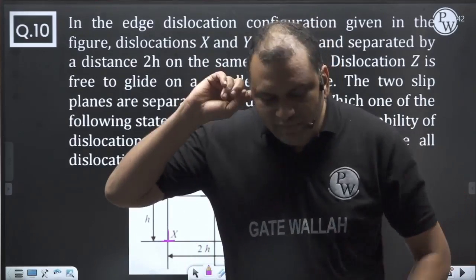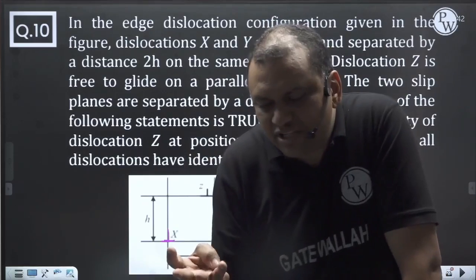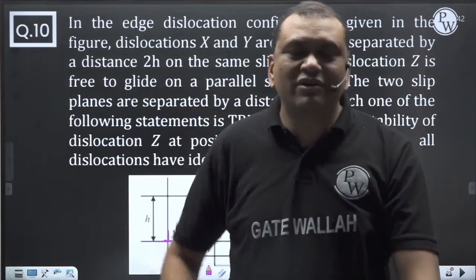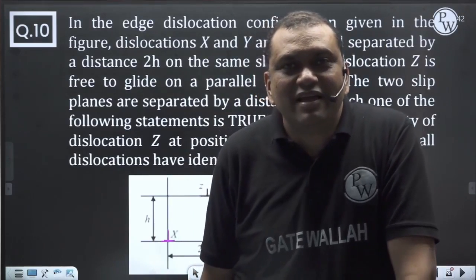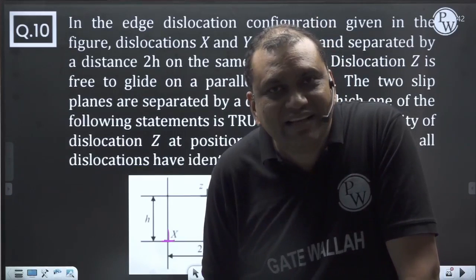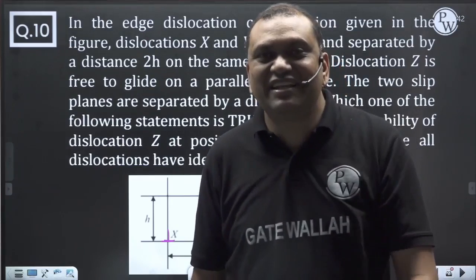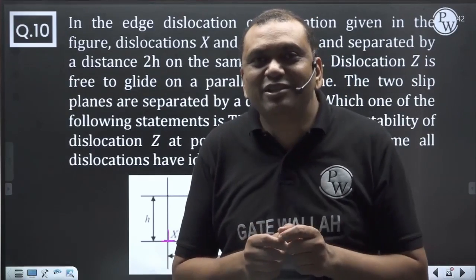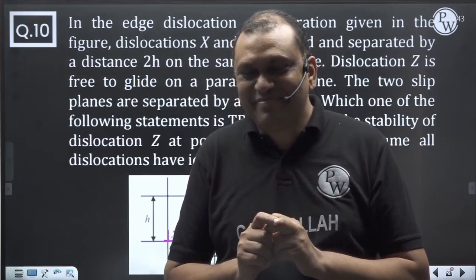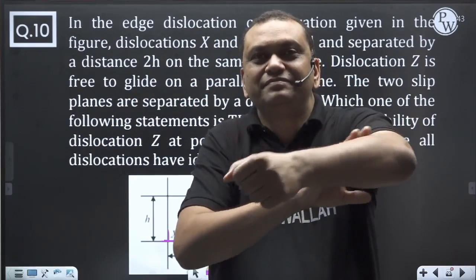See, whatever load we apply on the material, whether tension, compression or shear, a component of that load appears as a shear stress normal to the dislocation line. And this is called resolved shear stress. So when the stress increases, resolved shear stress will also increase.